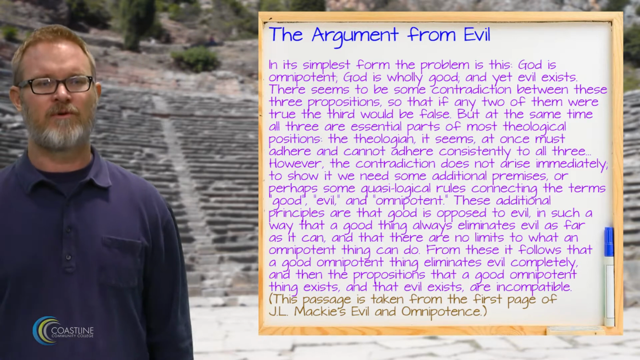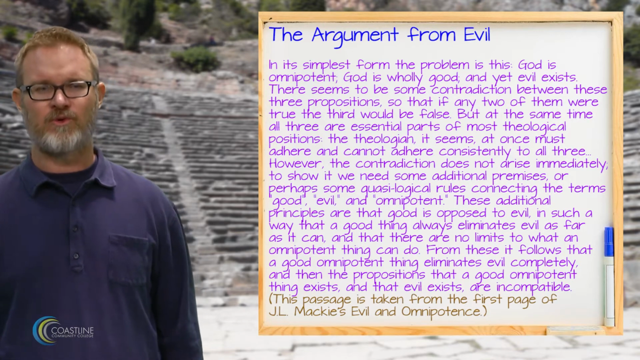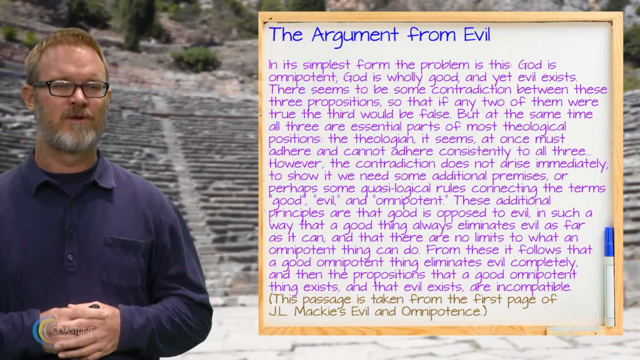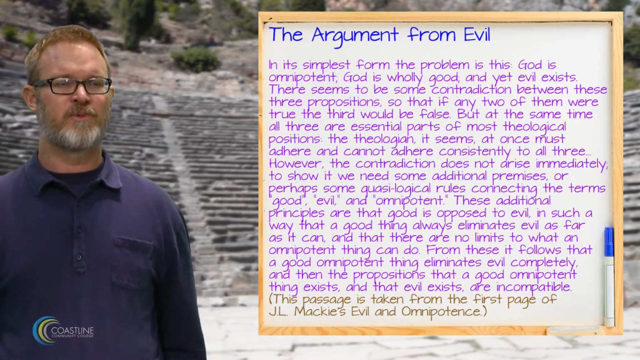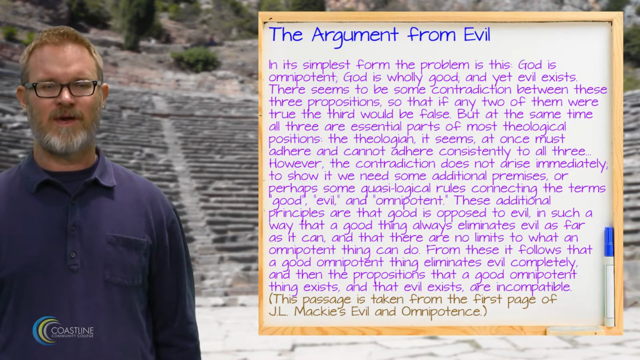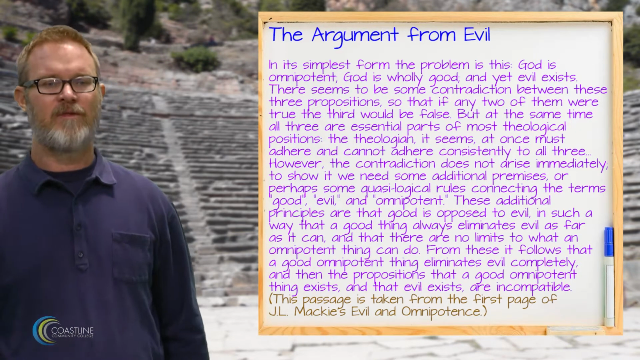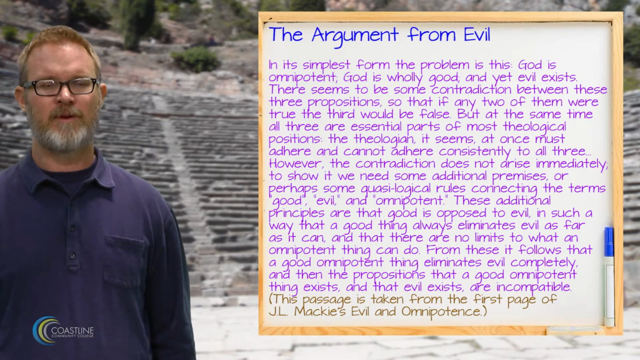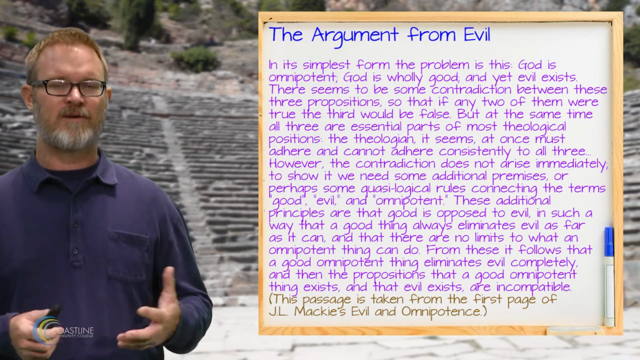However, the contradiction does not arise immediately. To show it, we need some additional premises, or perhaps some quasi-logical rules, he calls them, connecting the terms good, evil, and omnipotent. These additional principles are that good is opposed to evil in such a way that a good thing always eliminates evil as far as it can, and that there are no limits to what an omnipotent thing can do. From these, it then follows that a good omnipotent thing eliminates evil completely, and then the propositions that a good omnipotent thing exists and that evil exists are incompatible. So that is the passage we're going to work with.